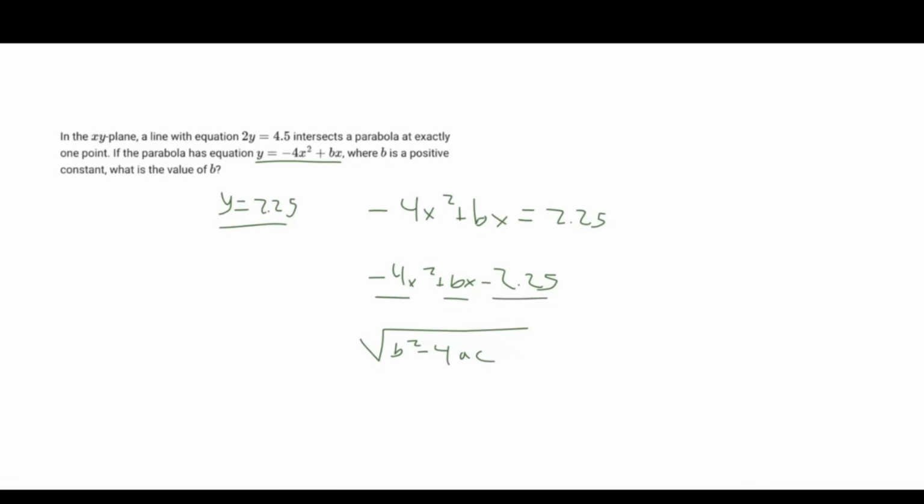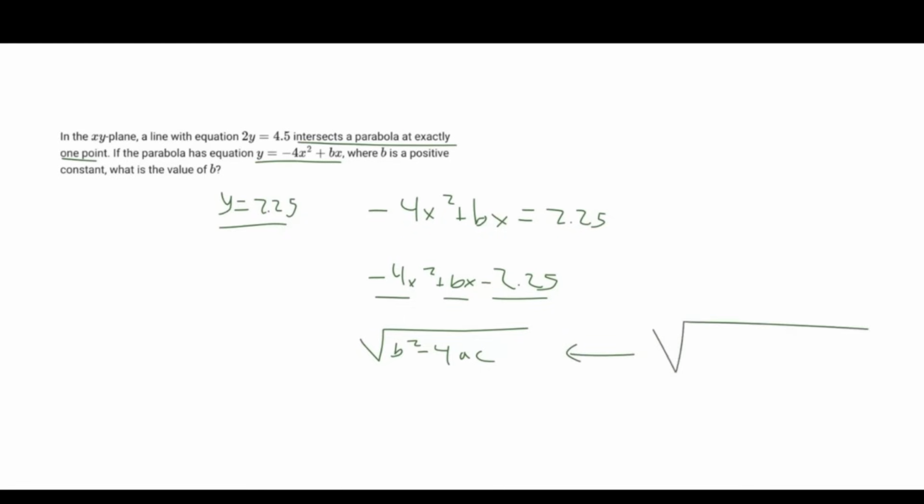So the thing with the discriminant is that if it is a positive value, you're going to have 2 real solutions. If it is equal to 0, you're going to have 1 real solution. And if it's negative, you're going to have 0 real solutions. So since we know it intersects the parabola at exactly one point, we know that it has to have 1 solution. If this doesn't make sense, I'll clarify later when we actually show you how to do it with the graph.